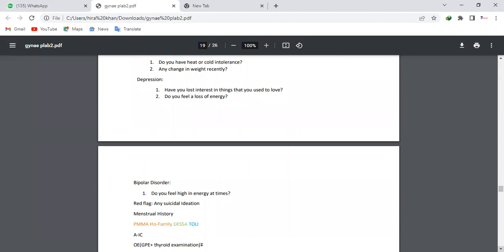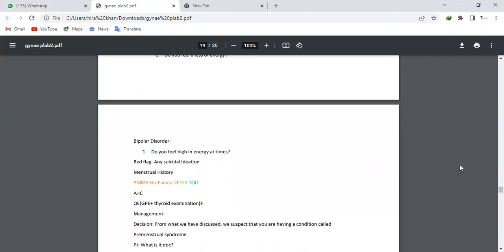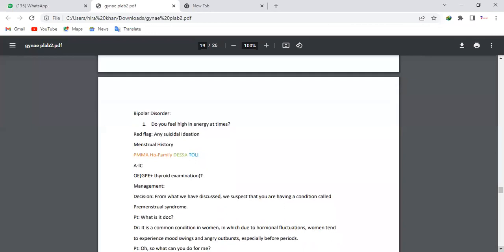And bipolar disorder: do you feel high in energy at times? And then red flags, very important. Do you have any suicidal ideation, or any thoughts of hurting others? Okay. And then complete the rest of the history, like menstrual history and sexual history. You can ask, but that is not very important here. You can just ask one or two questions, and then complete the rest of the relevant history.